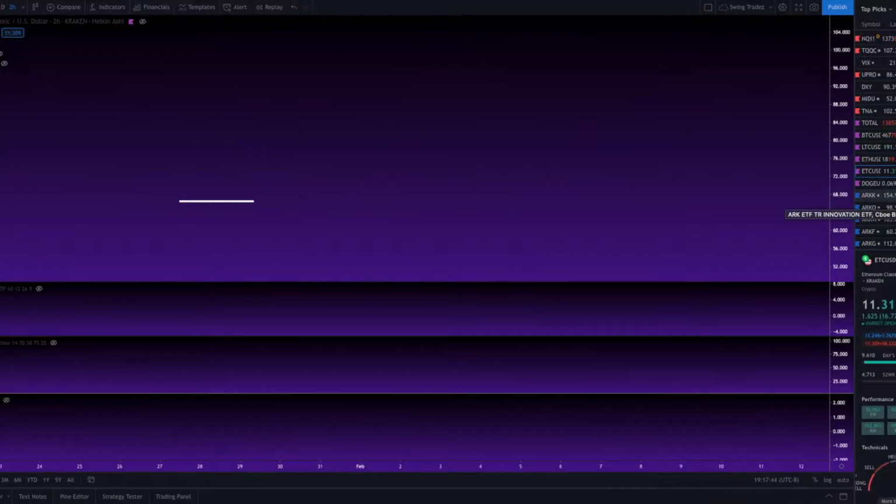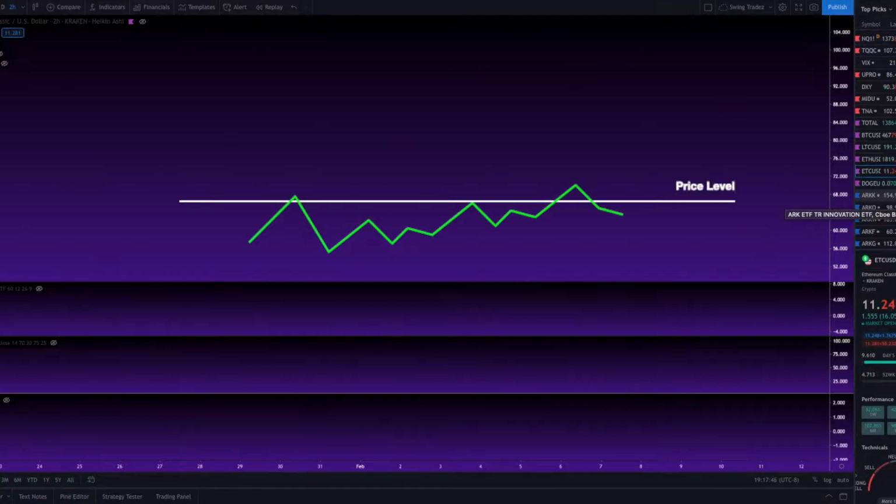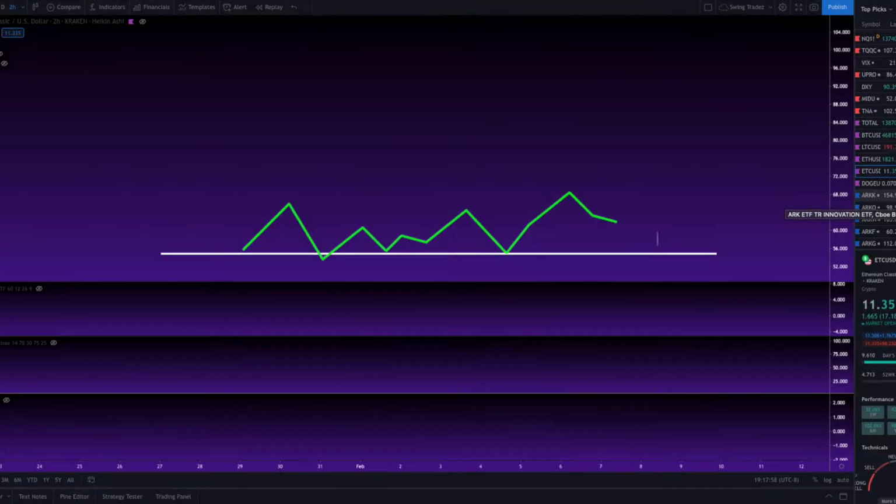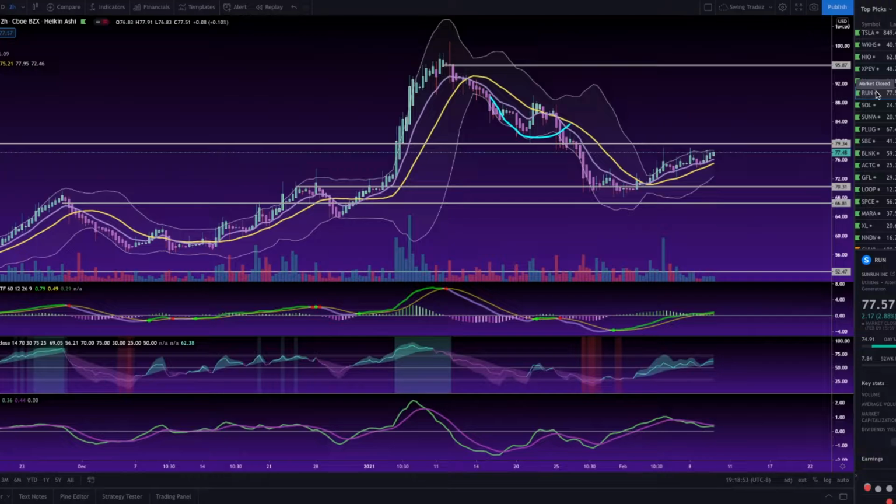So simply put, resistance is an area, in this case, a certain price level where the price action has a difficult time penetrating and exceeding above a certain price level. Likewise, a level of support is the same thing, but the price action will not break below a certain price level. But the big question is, how do you find these price levels? Let's go ahead and look at an example.